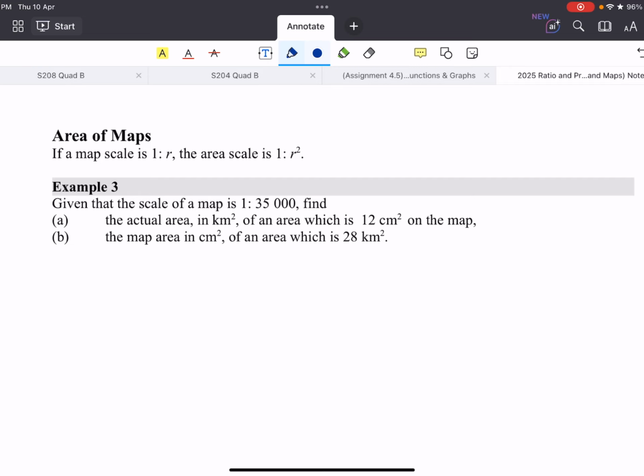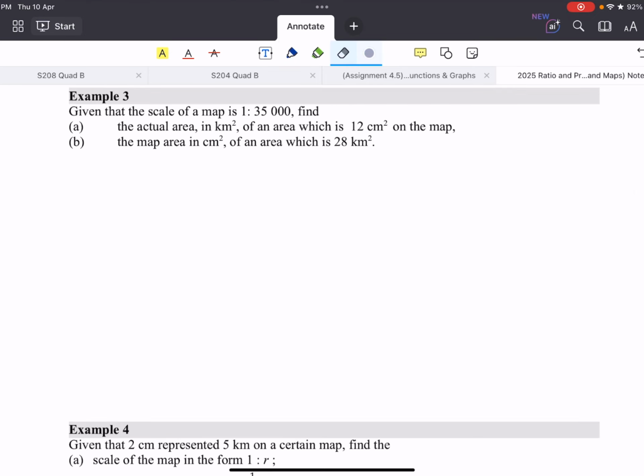That works too. Okay, so there are actually two approaches to this. So let's see. Down here, we have a scale of a map is 1:35,000. So find the actual area in square kilometer, if it's 12 square centimeter. Okay, so what we do is first let's write down the scale. In this case, we are starting with a map. Compare it to an actual. Now this is part A. So I have 1:35,000. Okay, so since it's in centimeter, I can put down centimeter.